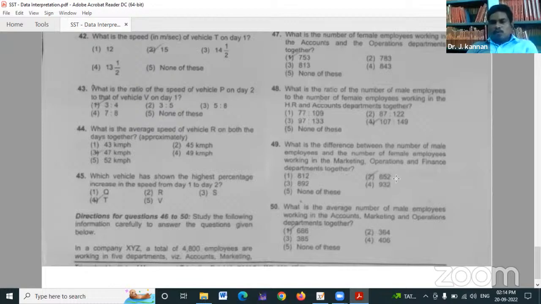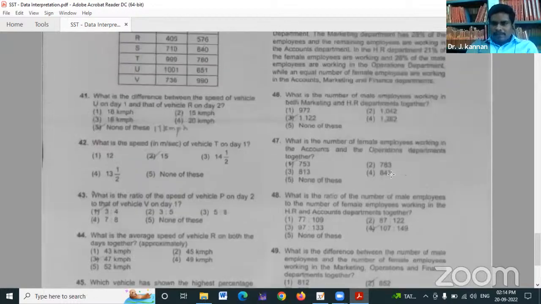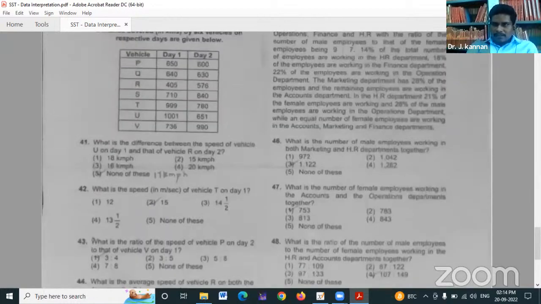So how do we find the number of male employees and female employees in a particular department? First we solve for each and every department, how many male employees or female employees are working. So first of all, the given data. Now the solving session.